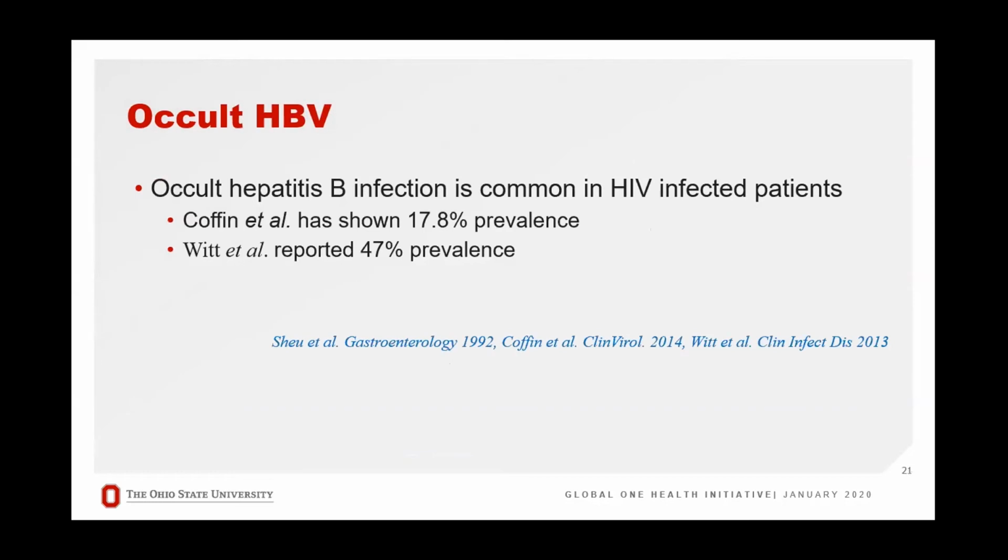Occult hepatitis B infection is common in HIV infected patients, as has been reported by different scholars. Coffin et al. have shown a 17.8% prevalence of occult hepatitis B virus in HIV patients, and a study from Italy reported a 47% prevalence of occult hepatitis B virus in HIV patients.